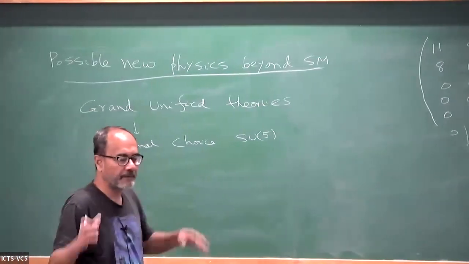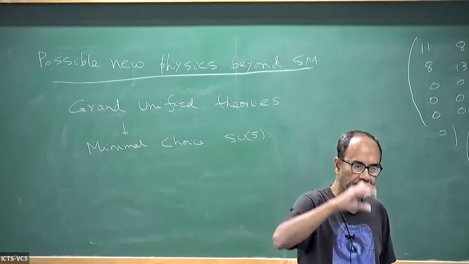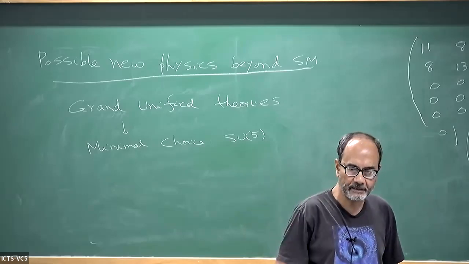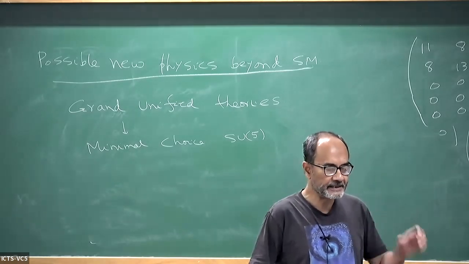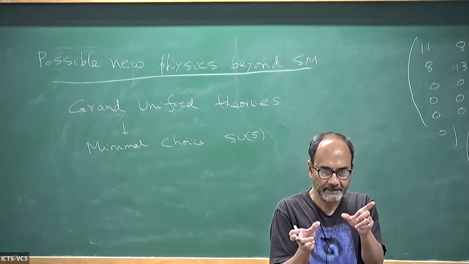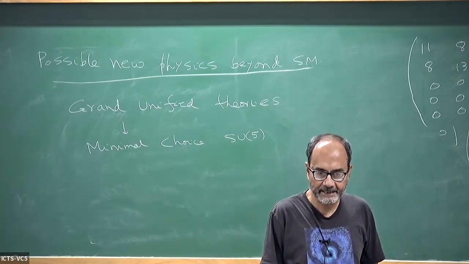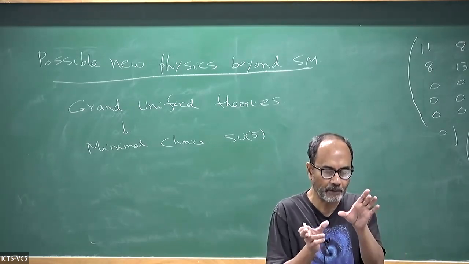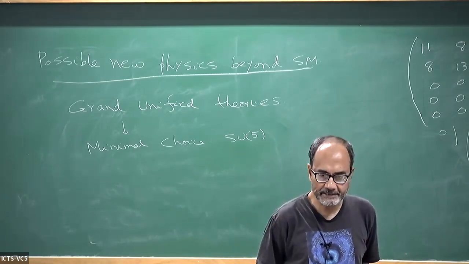So SU5 is a 5 by 5 unitary matrix. Basically the SU3 sits in the first 3 by 3 block, SU2 sits in the last 2 by 2 block, and the U1 is the diagonal 1 1 1 and minus 3/2 minus 3/2. The trace has to be 0 because it is a generator. That's the way the theory was designed.